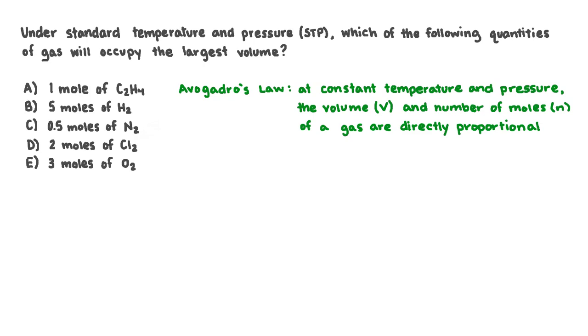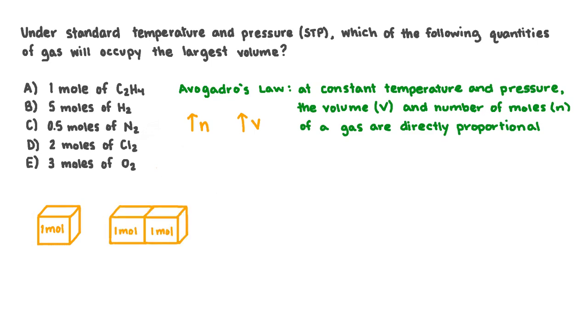Avogadro's law states that at constant temperature and pressure, the volume and number of moles of a gas are directly proportional. This means that if the number of moles of a gas is increased, the volume will also increase at the same rate. For example, 1 mole of gas will occupy a certain volume. 2 moles of gas will occupy twice as much volume. The number of moles was doubled, and the volume doubled. The amount of space a gas occupies is dependent on the temperature and pressure.